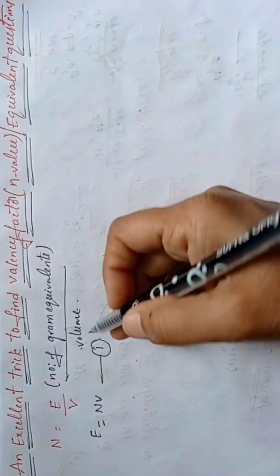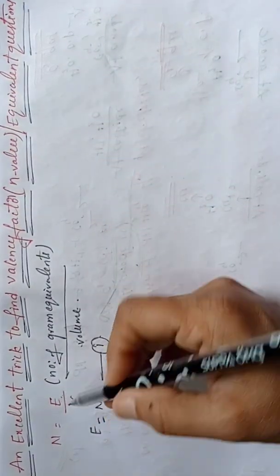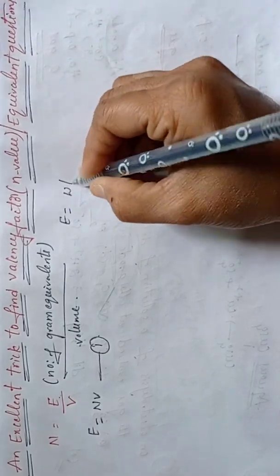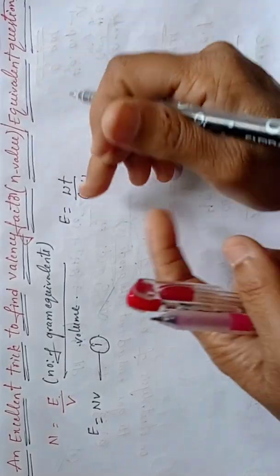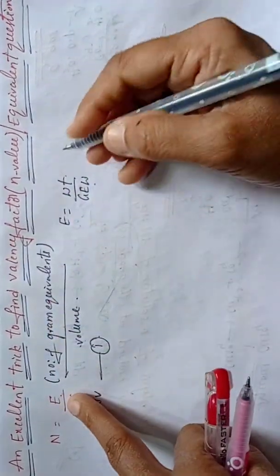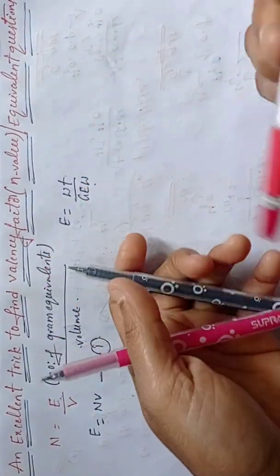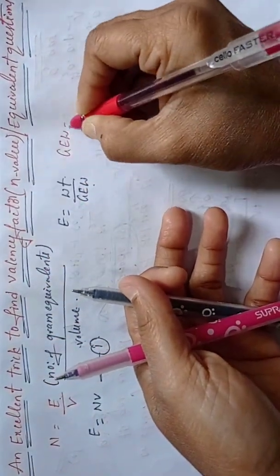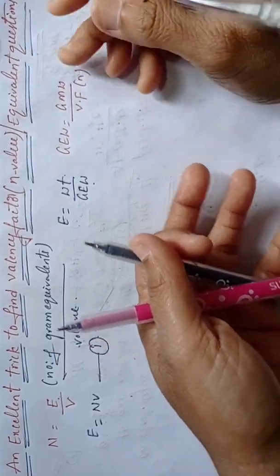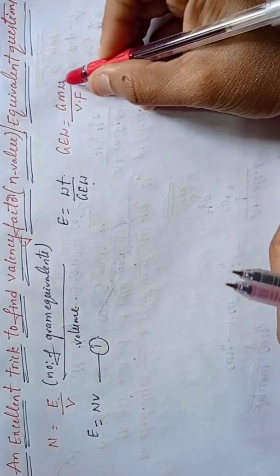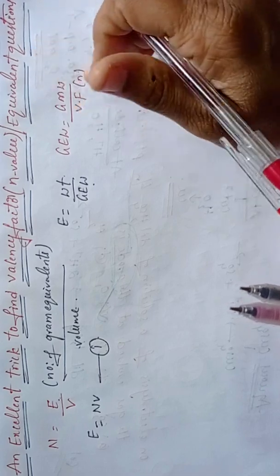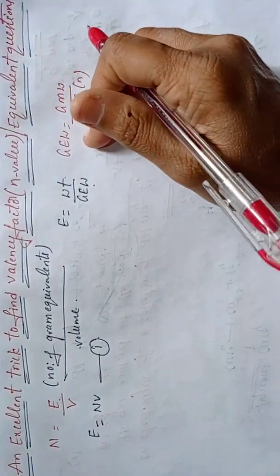Next one. See students, what is E? E is nothing but the number of gram equivalents, which is weight by gram equivalent weight. But we know another formula: gram equivalent weight is equal to gram molecular weight by valence factor, or n. Gram molecular weight by valency factor. Clear? So this is the gram equivalent weight, students.